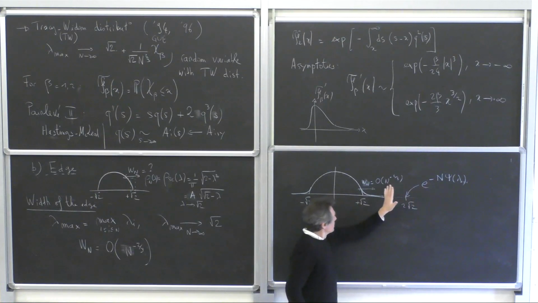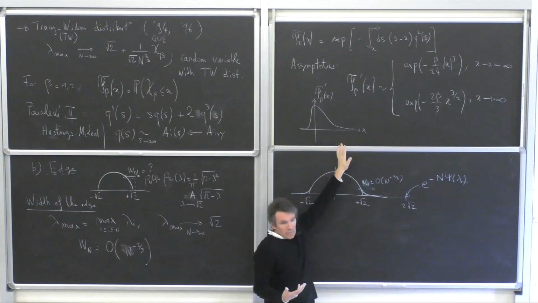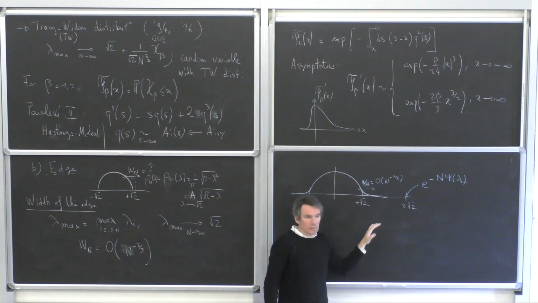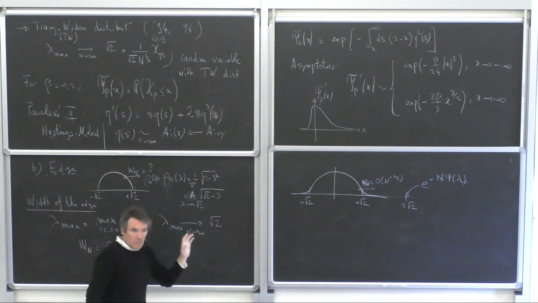Let's forget about that. What this tail physically describes, the first interesting physical application of that, is that it does indeed describe the fluctuations beyond the edge. Is that clear? Yeah, that's an important point.